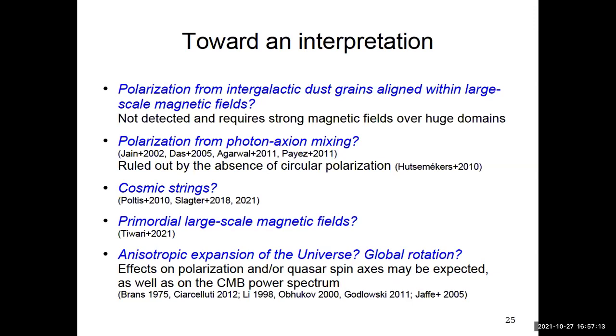Another possibility was polarization from photon-axion mixing. It was a nice interpretation because several aspects of the observation were reproduced, but this mechanism also produces a lot of circular polarization, which was not observed. Other possibilities are cosmic strings, a primordial large-scale magnetic field, anisotropic expansion of the universe, or global rotation. With such mechanisms, we can expect either an effect on the polarization itself or on the quasar spin axis, since, for example, a global rotation could affect the quasar spin axes themselves.